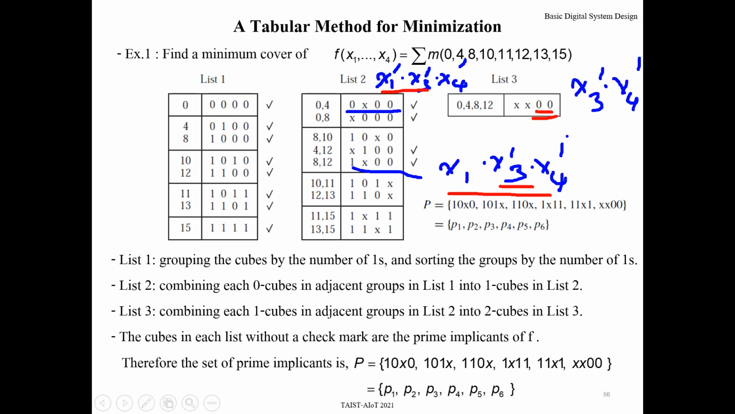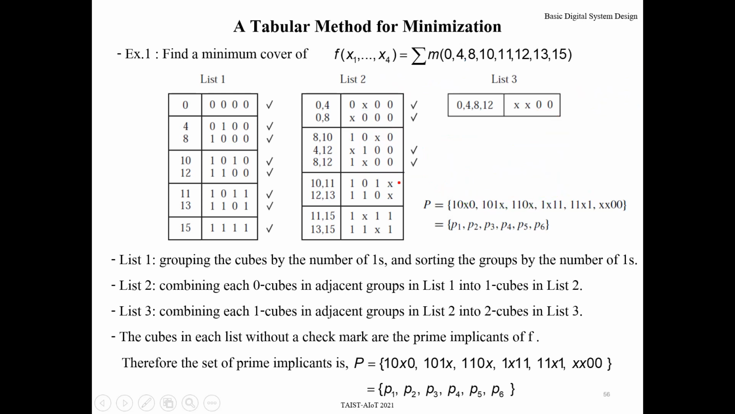So this term is not prime implicant because it can be reduced number of variable. But this term cannot. So the term that cannot reduce variable, it is called prime implicant, right? So now you list all prime implicant. Okay, there are 1, 2, 3, 4, 5, 6 prime implicant.